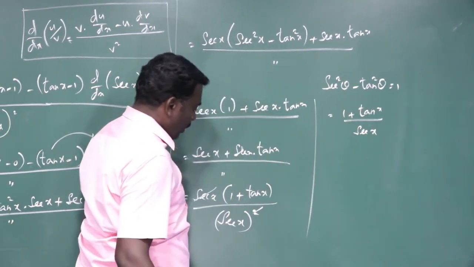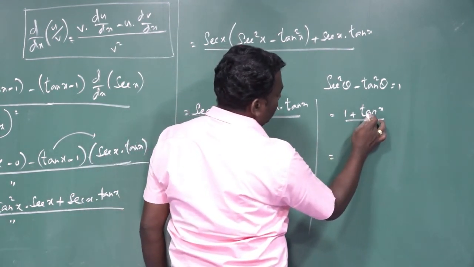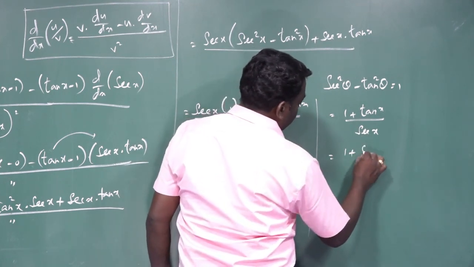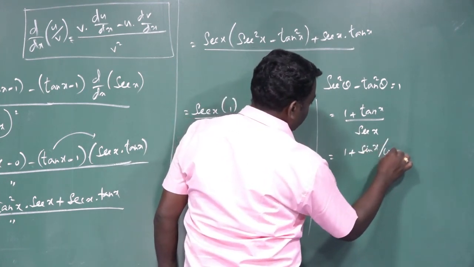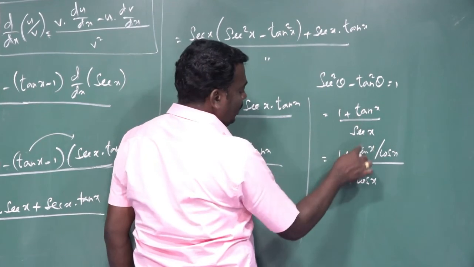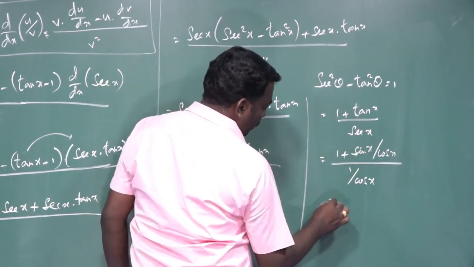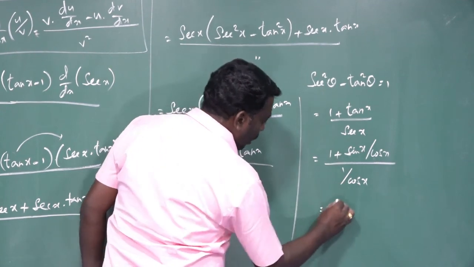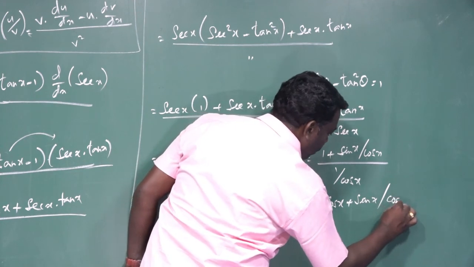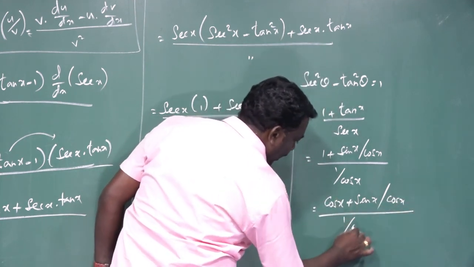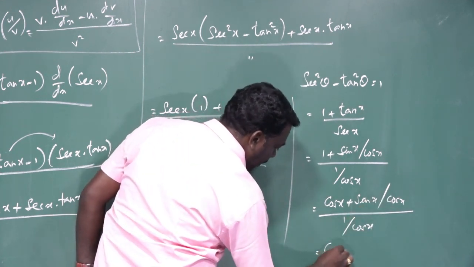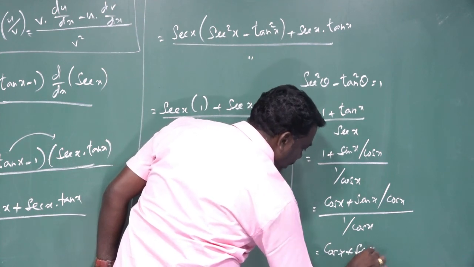Now we convert tan x as sin x by cos x and secant x as 1 by cos x. So we have 1 plus sin x by cos x, over 1 by cos x. Taking the common denominator, the numerator becomes cos x plus sin x over cos x, divided by 1 by cos x. Both denominators are the same and cancel. The remaining term is cos x plus sin x. That is the final simplification.